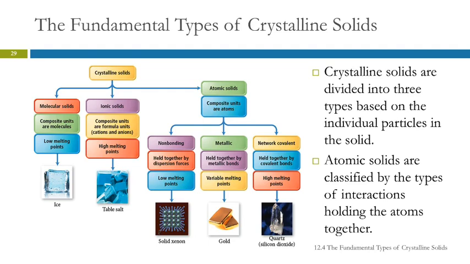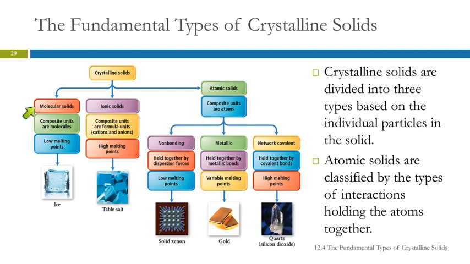These are held together by metallic bonds. These have variable melting points. Some metals melt at extremely high temperatures. Others, like mercury, melt at temperatures below room temperature. And then we can have network covalent solids. Here the individual pieces are atoms, but they're held together by covalent bonds.